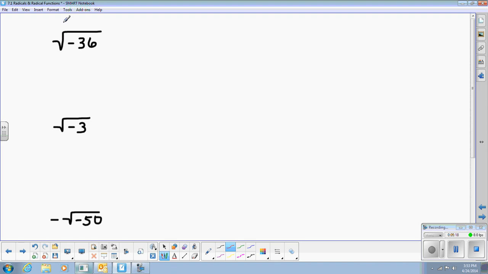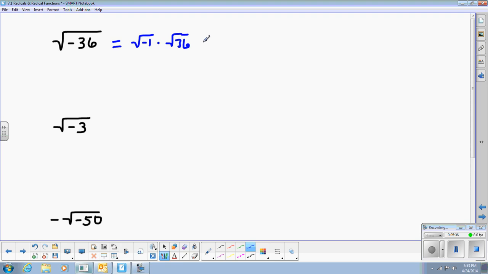So I have the square root of negative 36. How do we handle this? You need to rewrite this and you need to show this work on your paper, especially as you're learning this. The square root of negative 36 is the same as the square root of negative 1 times the square root of 36.